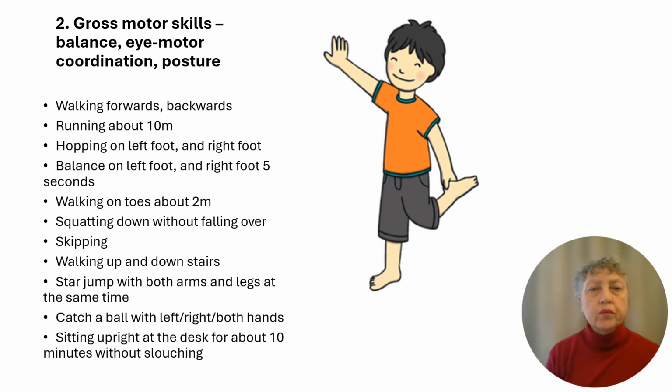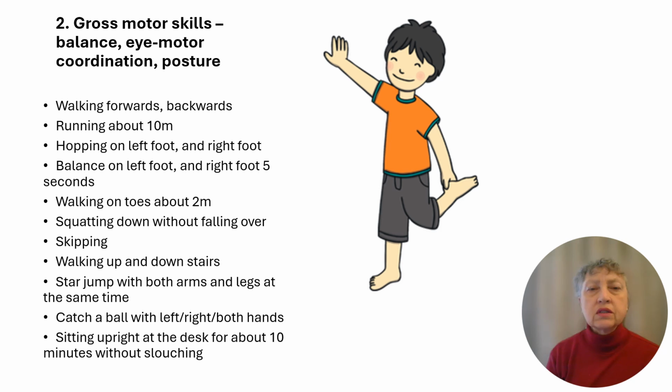In Part 2, the gross motor skills of balance, eye-motor coordination, and posture are observed, and a record is made of whether the child can perform the following activities easily or with difficulty. For instance, walking forwards and walking backwards, running for about 10 meters, hopping on one foot, on the left foot and the right foot, balancing on the left foot and the right foot for a few seconds, walking on tippy toes, squatting down without falling over.